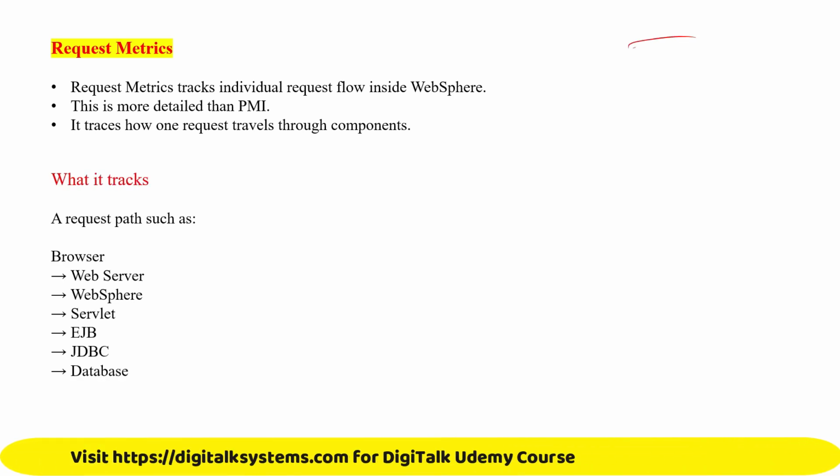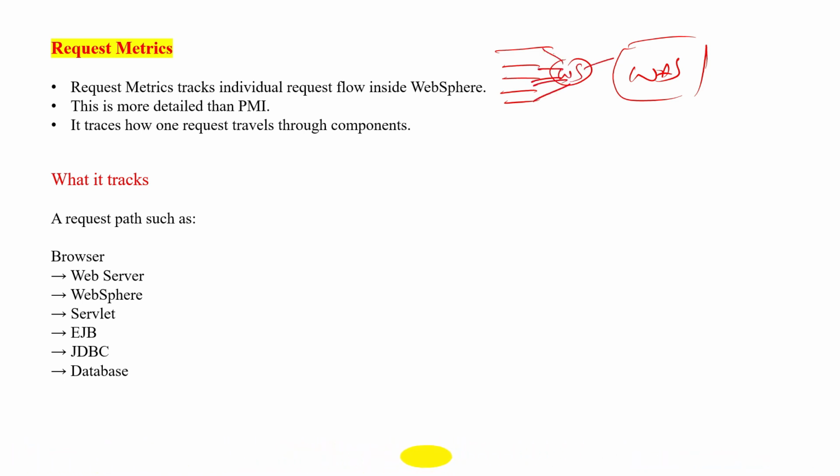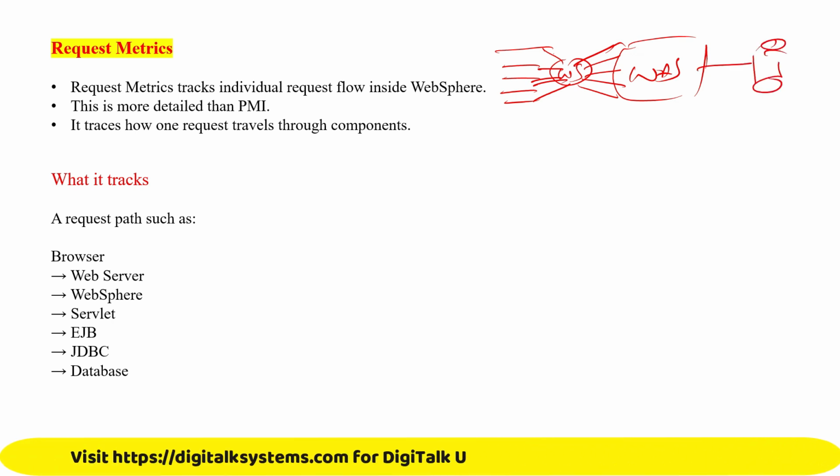We know that we have a WebSphere where we have deployed the application, and the different users are connecting to WebSphere from the browser. In between, we may have a web server. The web server is forwarding the request to your WebSphere, and in the backend we have the database. Your WebSphere is going to the database for the connections.